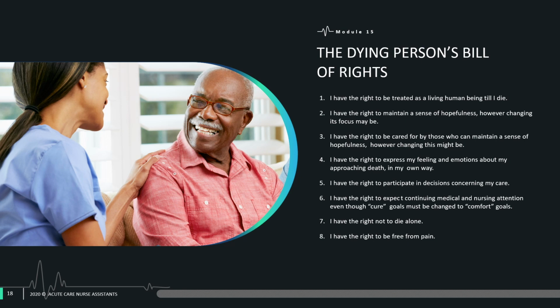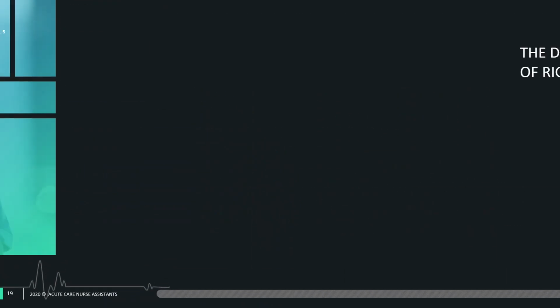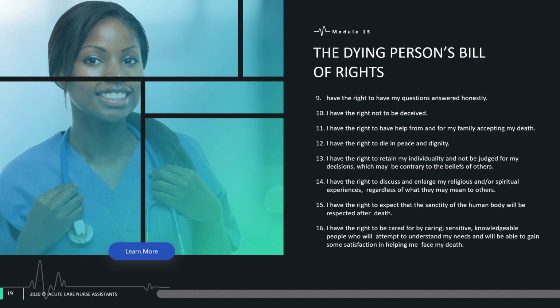I have the right to participate in decisions concerning my care. I have the right to expect continuing medical and nursing attention, even though cure goals may be changed to comfort goals. I have the right not to die alone. I have the right to be free from pain. I have the right to have my questions answered honestly. I have the right not to be deceived. I have the right to have help from and for my family, accepting my death. I have the right to die in peace and dignity.